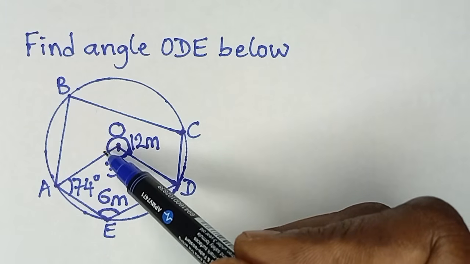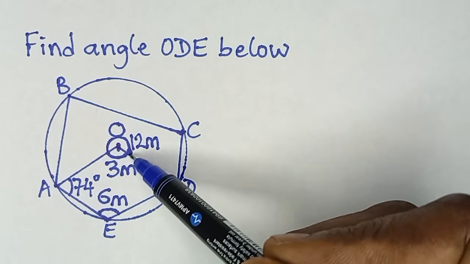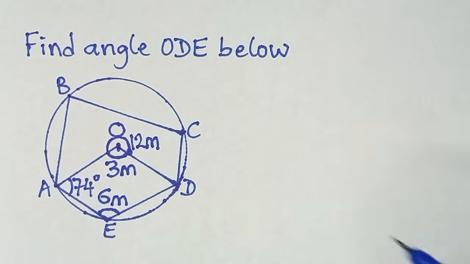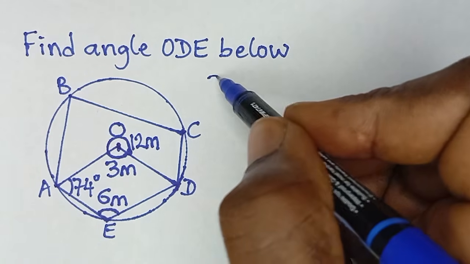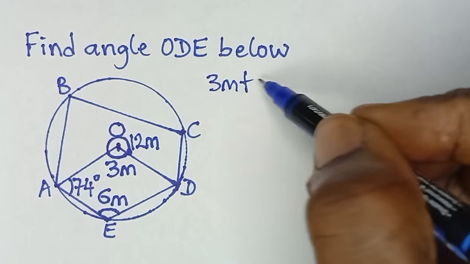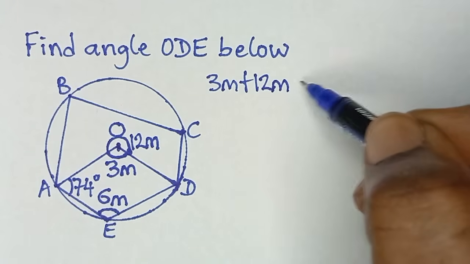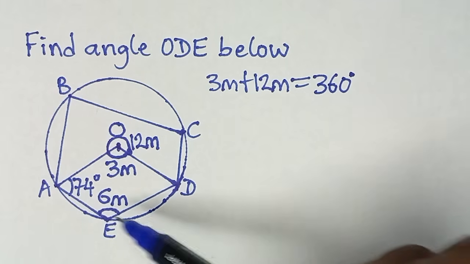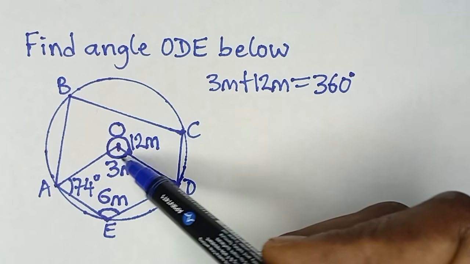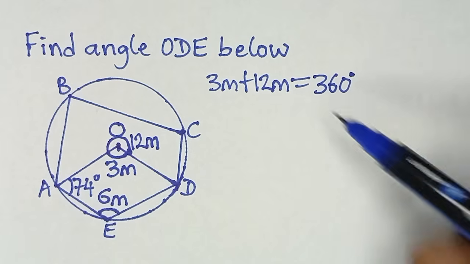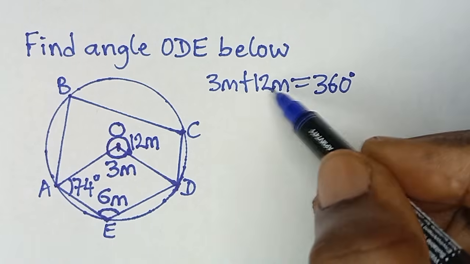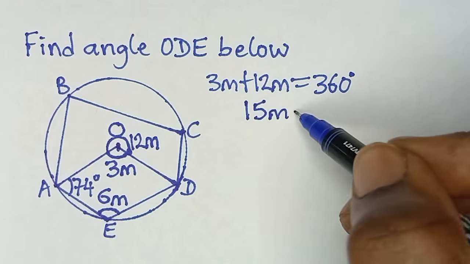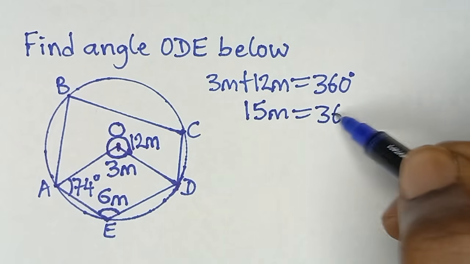So don't forget that sum of angle at a point is 360 degrees. So if we add those two angles there, that is 3M plus 12M is equal to 360 degrees, because the 3M and the 12M together form angle at the point. So 3M plus 12M is giving us 15M, and that is equal to 360 degrees.